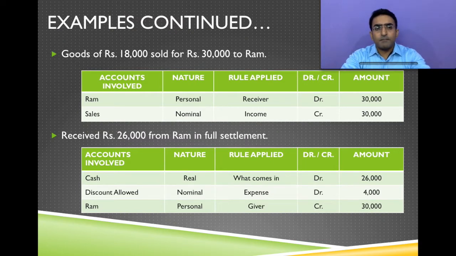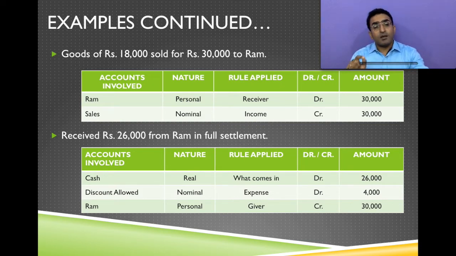Take two more examples here. Goods of rupees 18,000 sold to Ram for rupees 30,000. There is a 12,000 rupees profit, but we are not going to record that. What is happening? We are getting one Ram, debtor, sales, income. Ram is a personal account. He is receiving, so debit. How much he received? He received the goods, but he is supposed to pay 30,000. उसको 18,000 की गुड्स मिली, लेकिन उसको पेमेंट कितना करना है? 30,000. So it is 30,000. Income, how much income is there for us? 30,000, not 18,000. So we record it this way. We do not record the profit separately in these entries.